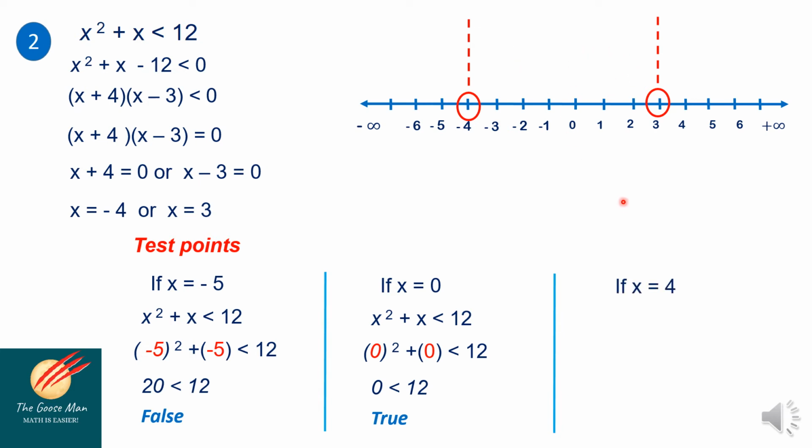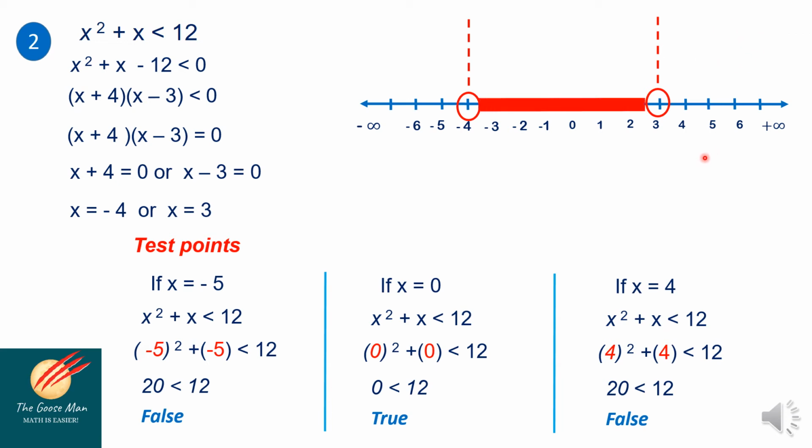Let's move on to x is equal to 4. It means it is to the right of positive 3. So again, with our inequality, x squared plus x is less than 12, substitute the value of x, which is equal to 4. It means 4 times 4 is 16 plus 4 is 20. Is it less than 12? So this is actually false. So we can say that this region is not part of the solution.